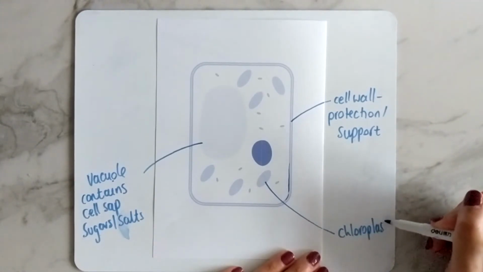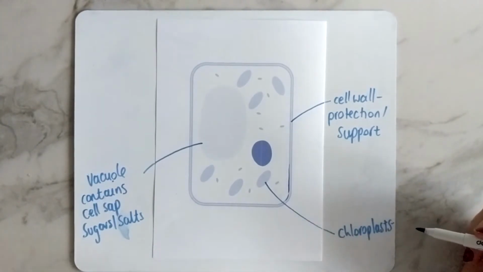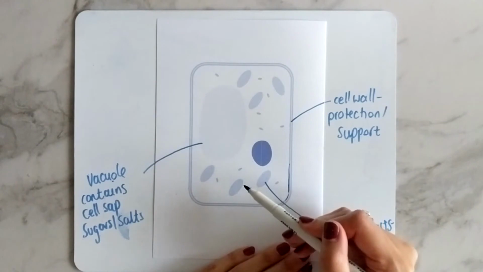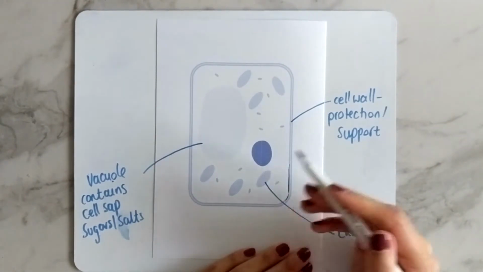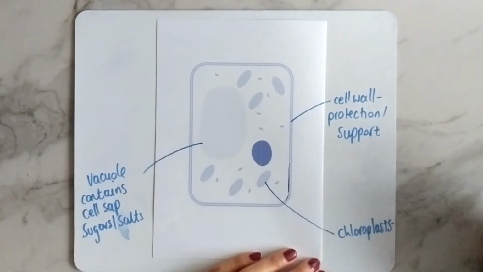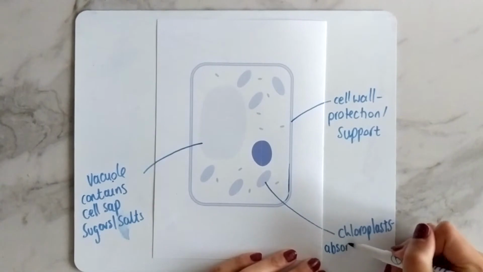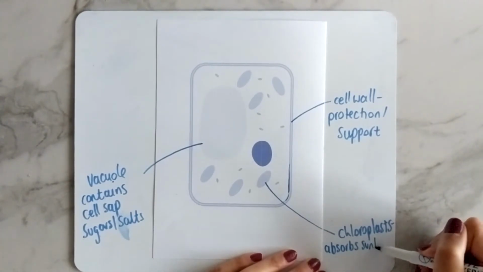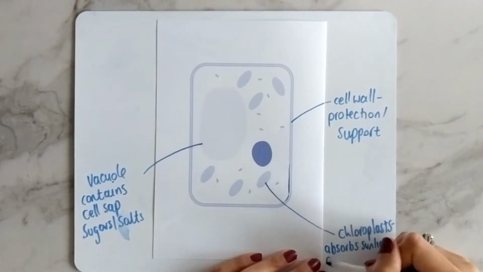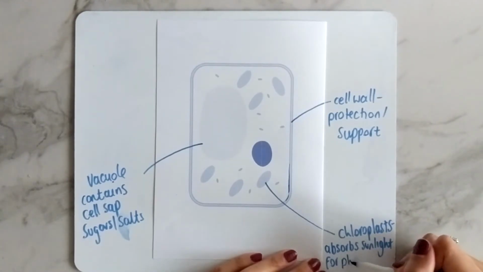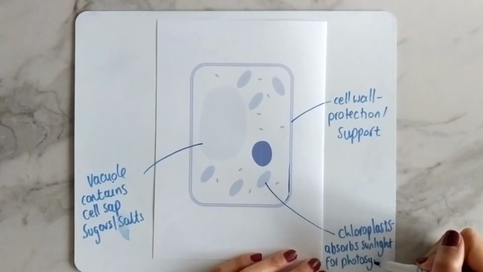So chloroplasts are the reason why leaves are green. So these shapes here, usually on your diagram, if you get a coloured diagram, they will be green because they contain a pigment called chlorophyll. And the chlorophyll basically absorbs sunlight. So absorbs sunlight for photosynthesis, because without sunlight, plants can't photosynthesize. So for photosynthesis.